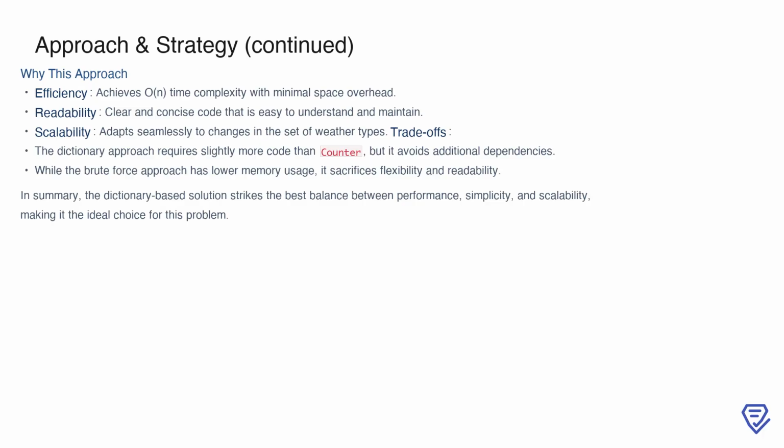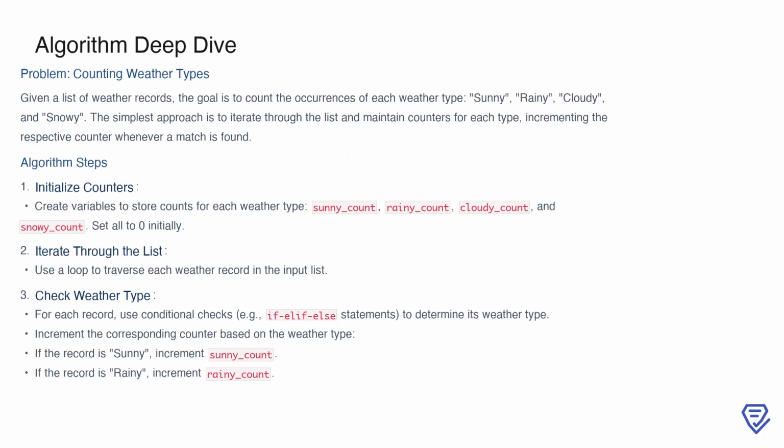To solve the problem of counting weather types, we begin with a straightforward approach. Imagine you're given a list of weather records containing entries like sunny, rainy, cloudy, and snowy. The task is to count how many times each of these weather types appears in the list. To achieve this, the first step is to set up counters for each type: sunny_count, rainy_count, cloudy_count, and snowy_count, all initialized to 0.